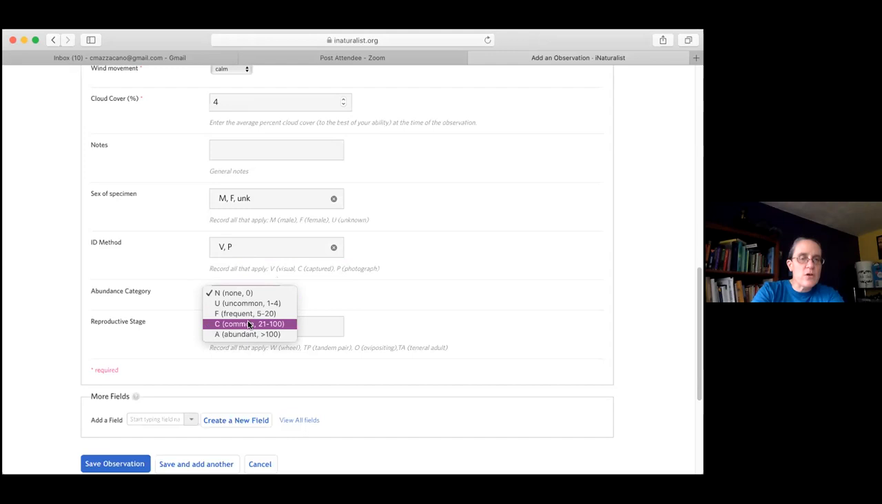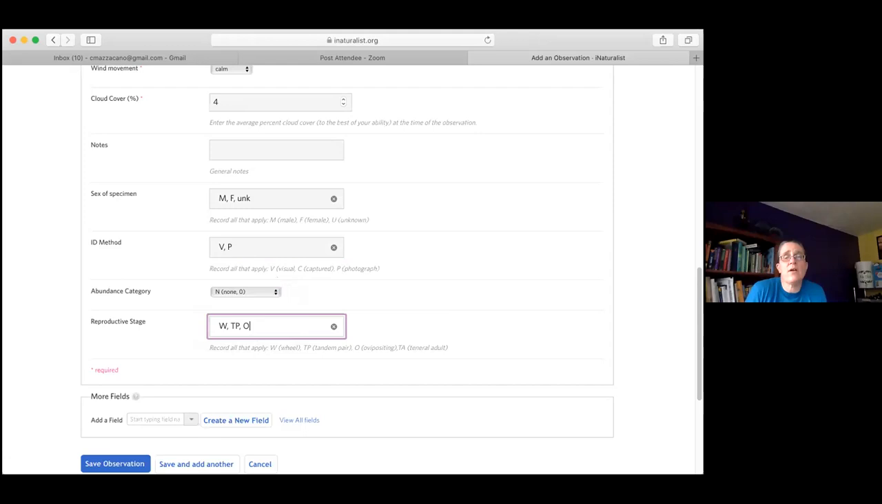And any of the reproductive stages that you saw, so maybe you saw mating pairs in wheel and tandem pairs, and they were ovipositing. And there might be times when you don't see any of that. You're like, well, I just saw some males flying around. There might be times where you leave that blank, but any of those behaviors that you do see, you're going to record.